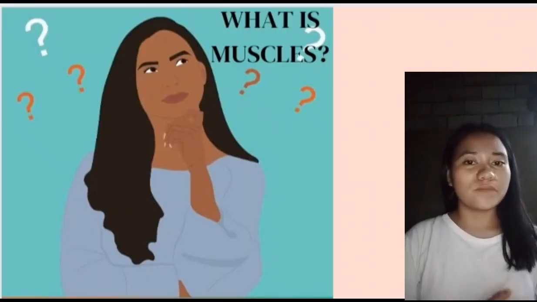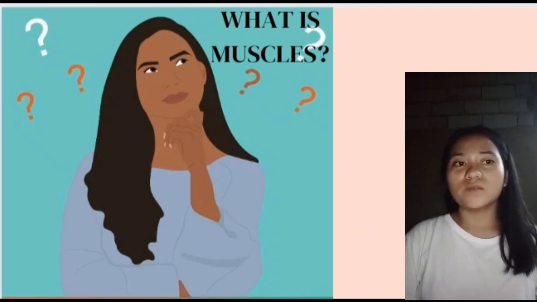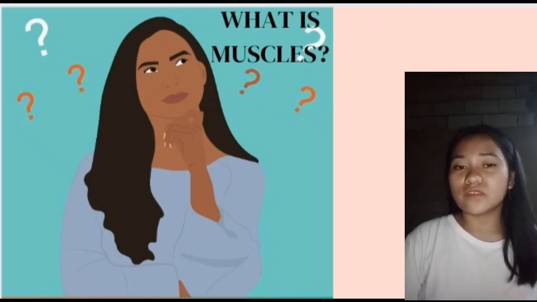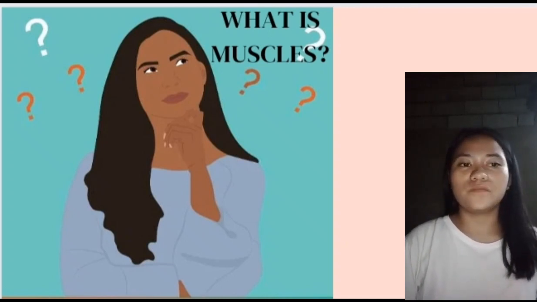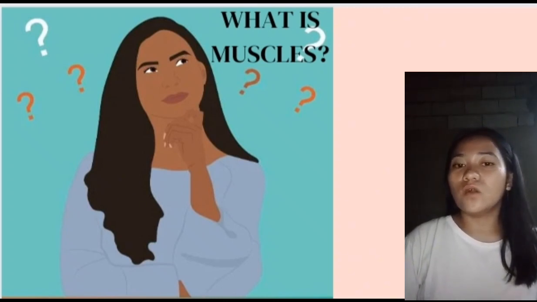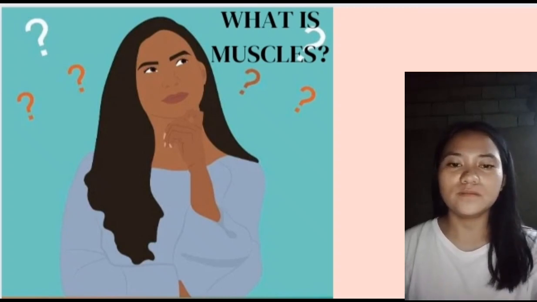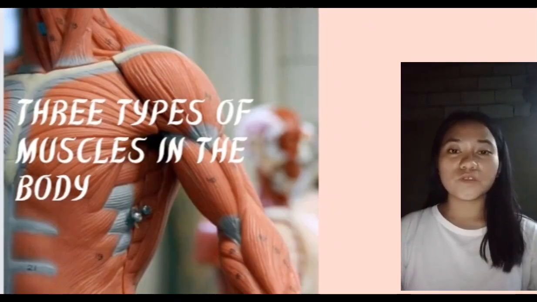So, what is muscle? Muscle is a group of tissue which contracts together to produce a force. A muscle consists of muscle fibers, cells surrounded by protective tissue, bundled together with many more fibers, all surrounded by thick protective tissue. So there are three types of muscle in our body.